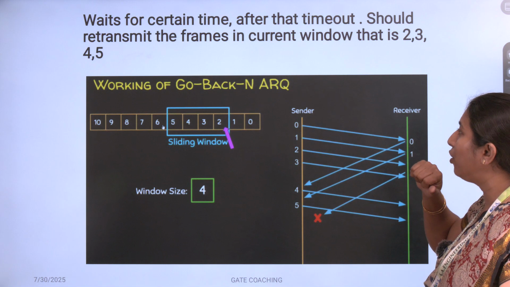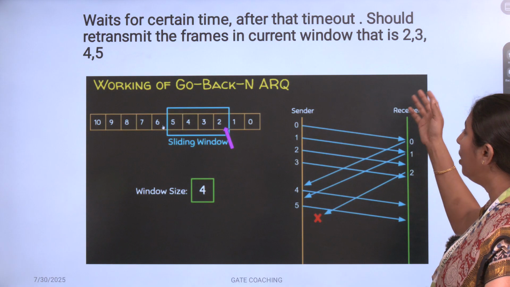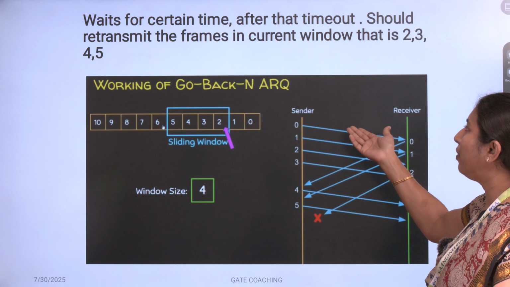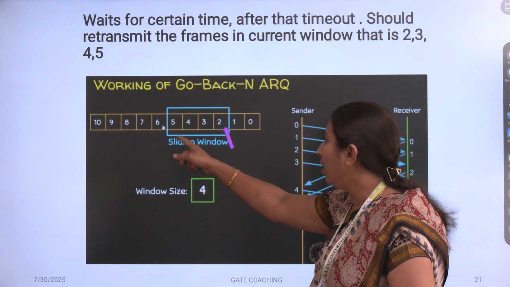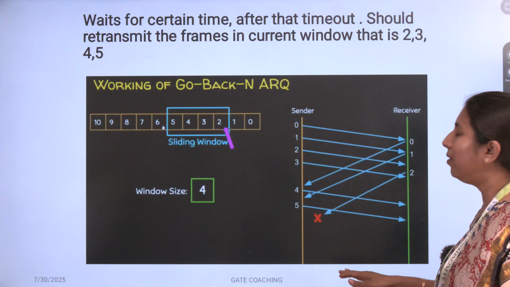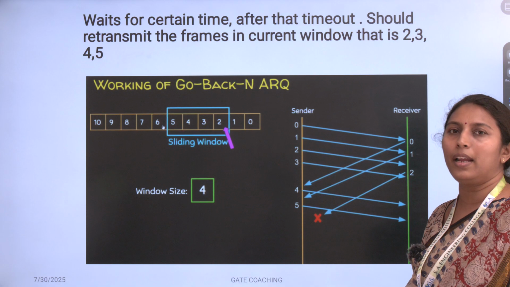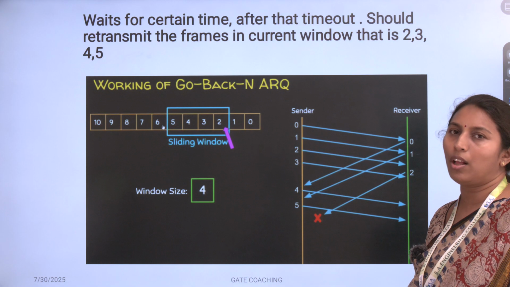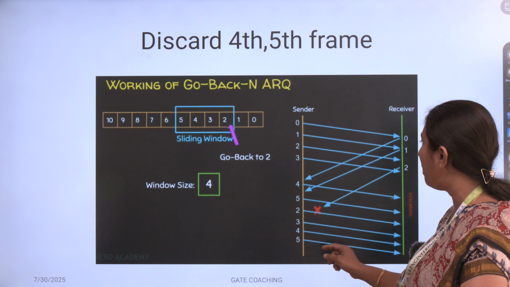of Go-Back-N ARQ is that the sender will be waiting for a certain time. After the timeout, it will retransmit the frames in the current window, that is 2, 3, 4, 5. For the packet whose acknowledgement has not been received, we are going to retransmit all the frames based upon the window size. That is what is happening over here.